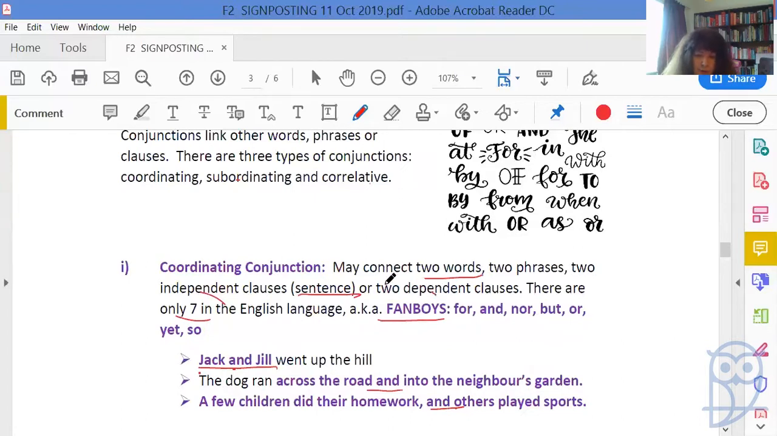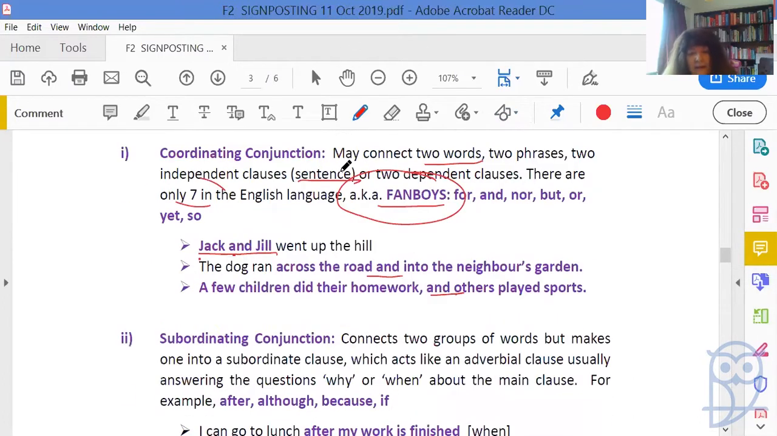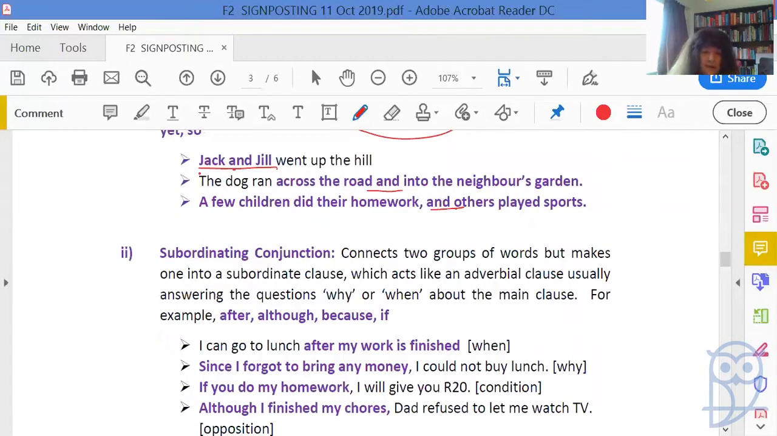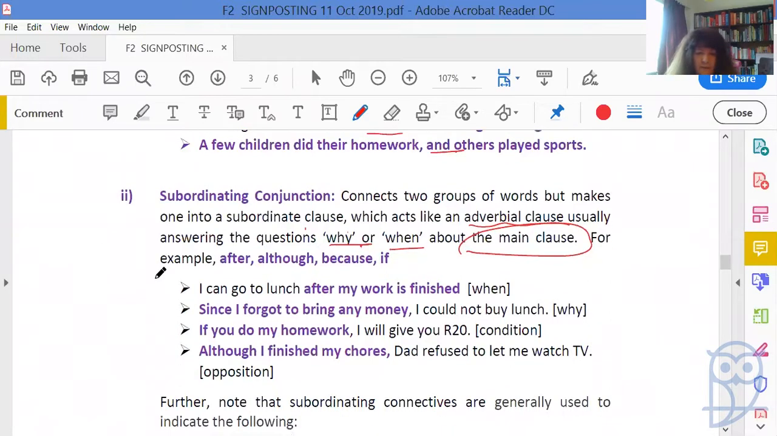Okay, so joining your 2 sentences, you've generally got that, unless you're using some type of adverbial clause. Okay, the subordinating conjunction, that's what we're going to look at now, connects 2 groups of words but makes one into a subordinate clause, which is really an adverbial clause because they answer certain questions like why and when, everything about the main clause. So you need to be able to identify the main clause and the subordinate clause. Let's look at a few examples.